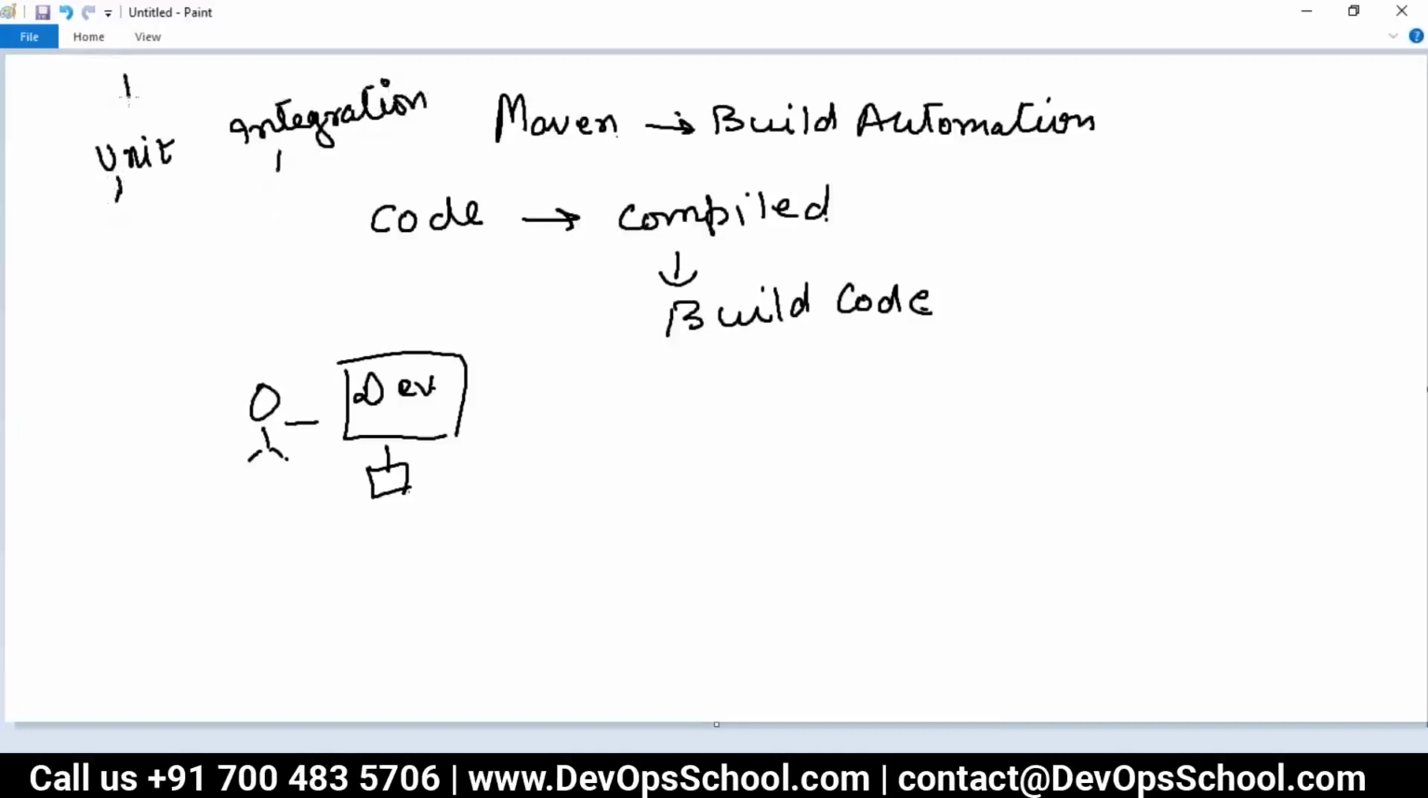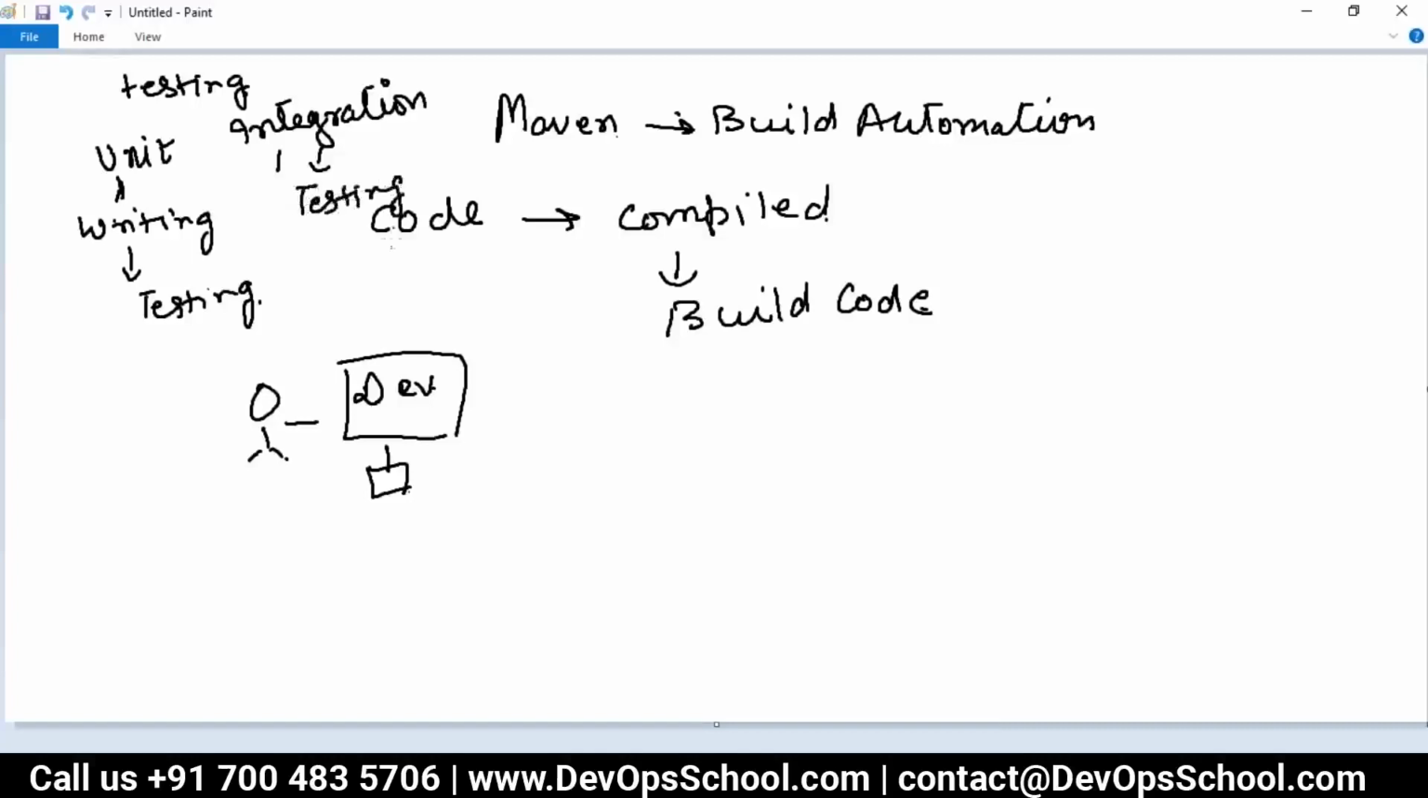Unit testing is when the developer is writing the code and, side by side, he is testing it. So the developer is doing the testing. That is called unit testing. And integration testing is when the developer is not doing the testing; the developer has compiled the code and given it to the testing team, and they are testing it.